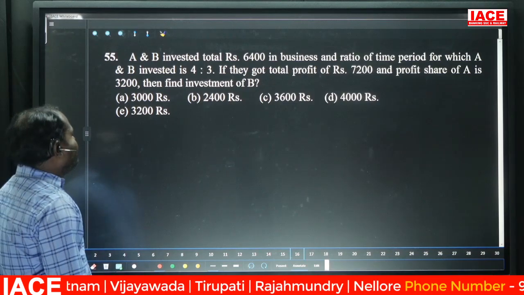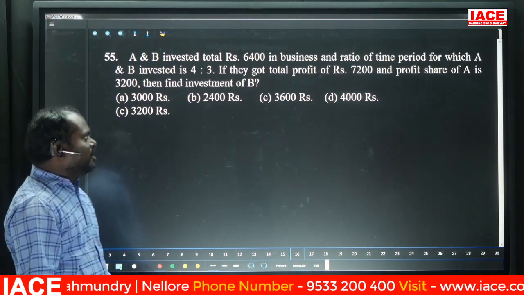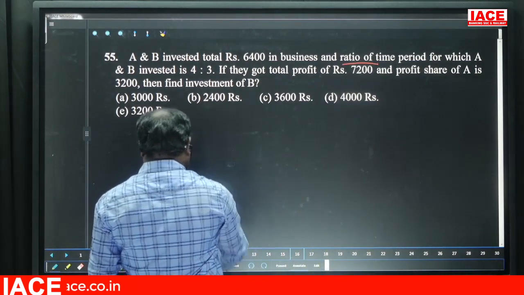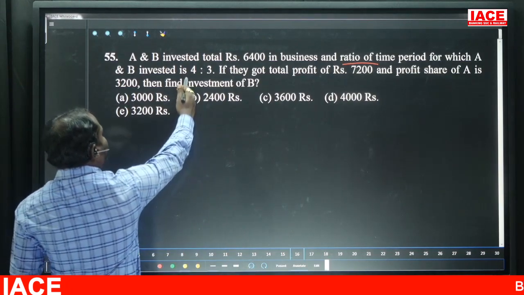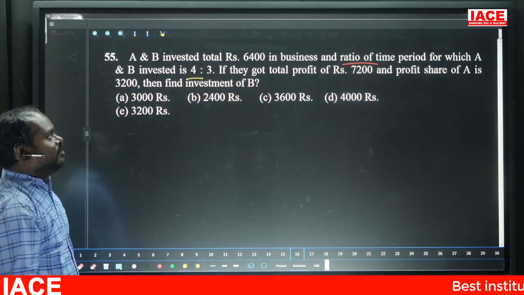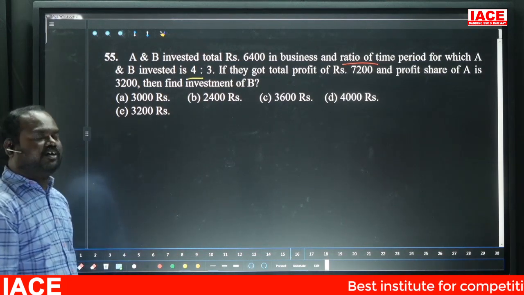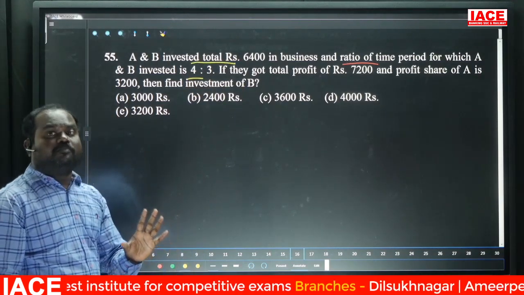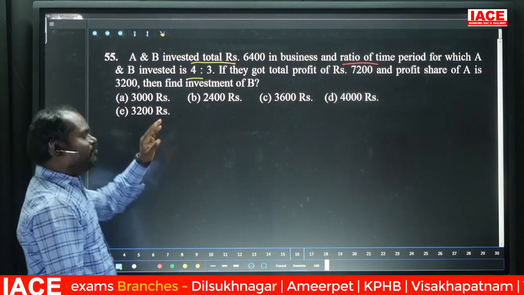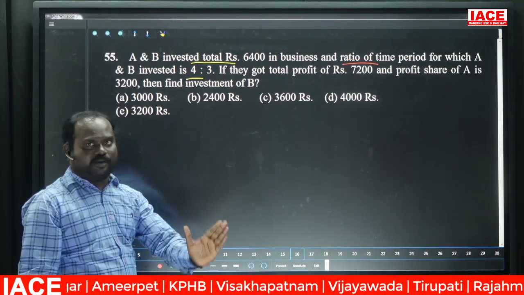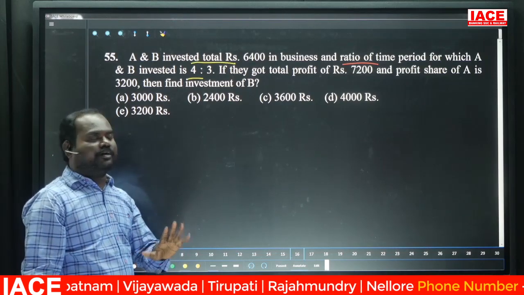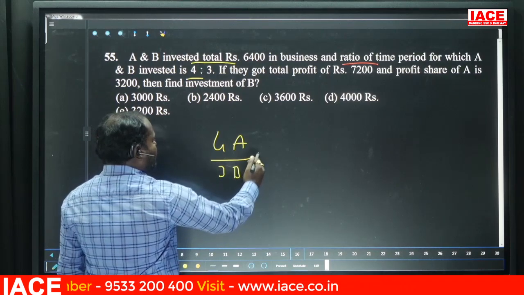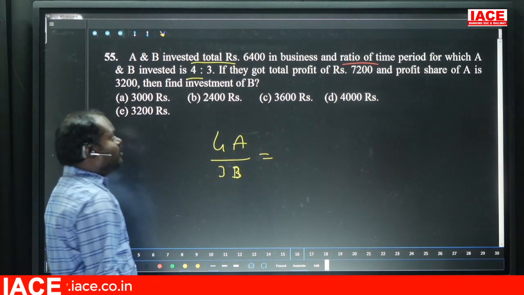55. A and B invested a total of 6400 in a business and the ratio of time period which A and B invested is 4 is to 3. If they got a total profit of 72, profit share of A is 32, then find the investment of B. He was given the combined investment, not individual investments, but the ratio of timings is given. Generally in partnership, capital into time. First person's capital we don't know, but time we know, 4. So in the case of the first person 4A, in the case of the second person 3B is equal to the profits ratio. We know that, that is also given.